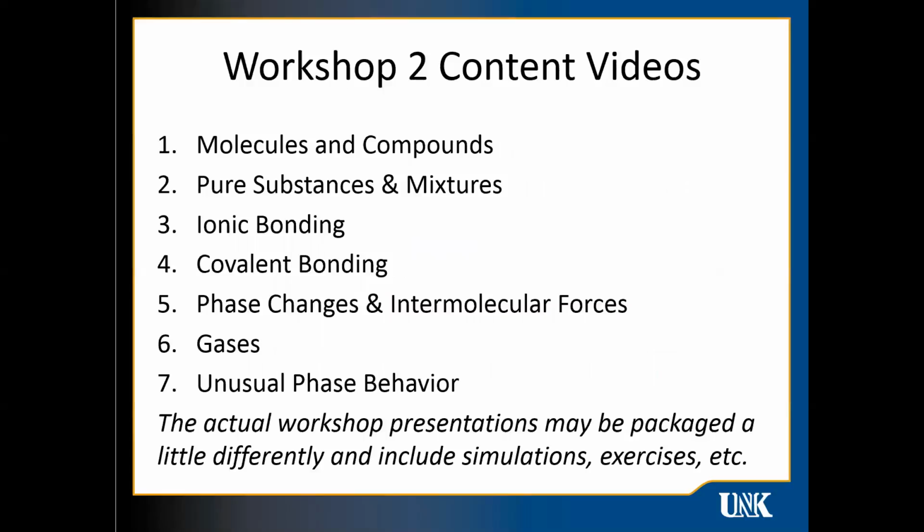So in the video series, there are 7 content videos. The first on molecules and compounds, then pure substances and mixtures. Then the next 2 talk about chemical bonding, and so I divide those up into 2. First, ionic bonding, and then covalent bonding. These result in 2 different types of compounds.